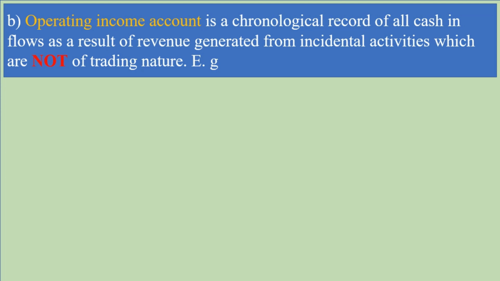So let me go right away to part B, that is operating income account. What nature of accounts is this? I'll start by defining what it is, and therefore we are saying that operating income account is a chronological record of all cash inflows as a result of revenue generated from incidental activities. Mark that, which are not of trading nature.